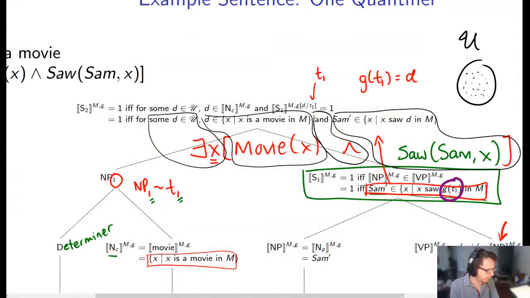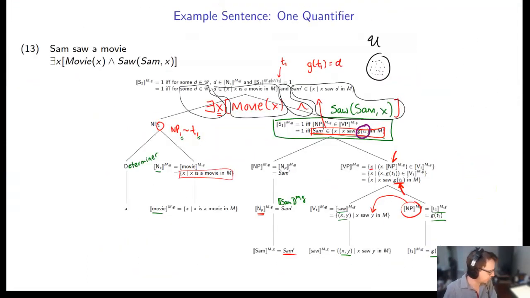Okay, are there any questions about this quantifier tree, or if there's anything that you want me to zoom in on for a few seconds?